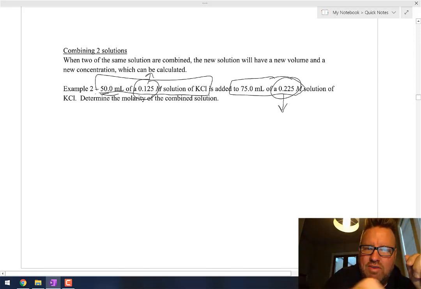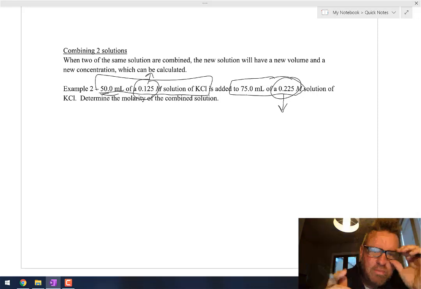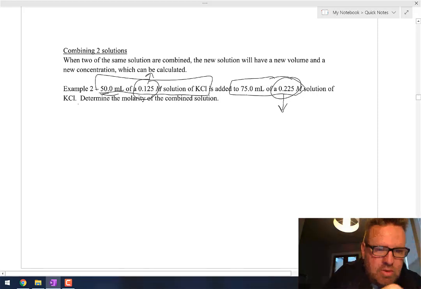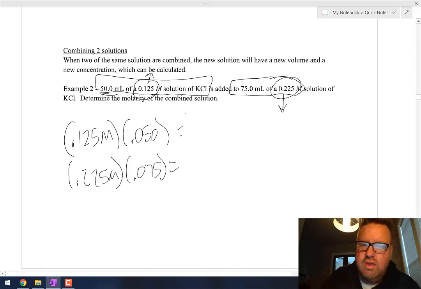Okay, but we have different volumes too. So we can't just say, well, let's find it right in the middle. If the volumes were exactly the same, then we could go right smack dab in the middle. But we're not. So the most secure way to do this is to take each of the concentrations and multiply by their volumes. So I'm going to do that for both of these. 0.225 molar times 0.075. Okay, and I'm going to get a number for each of those.